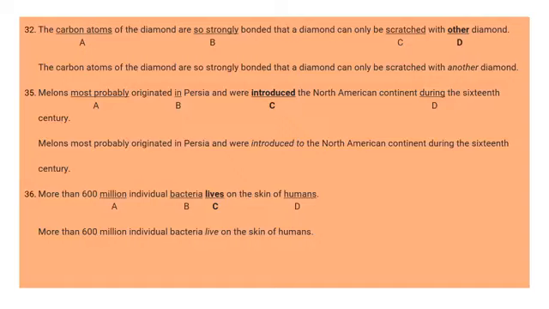So, the right sentence in here is: the carbon atoms of the diamond are so strongly bonded that a diamond can only be stretched with another diamond. Now let's go to the number 35.